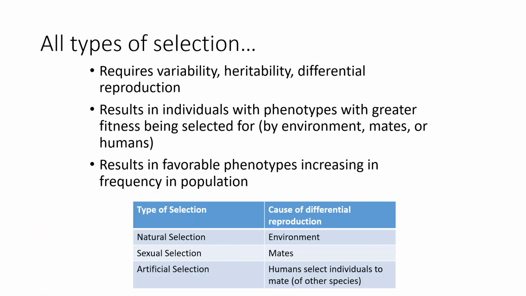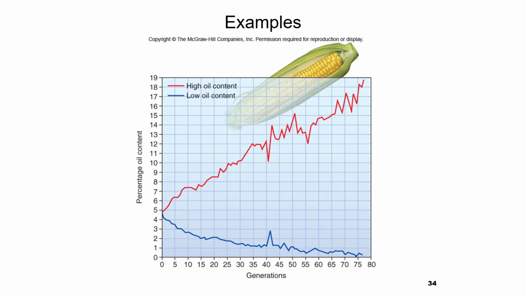Remember that all types of selection require variability, heritability, and differential survival, result in phenotypes with greater fitness being selected for, and result in favorable phenotypes increasing in frequency in the population. Also remember that all the types of selection and all the modes of selection, all types, can have all modes.